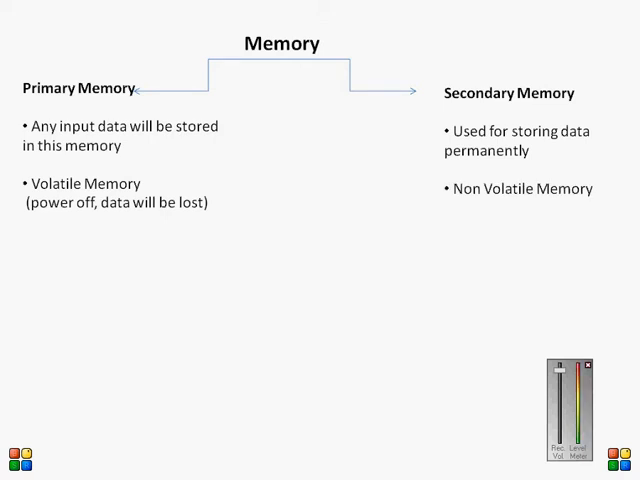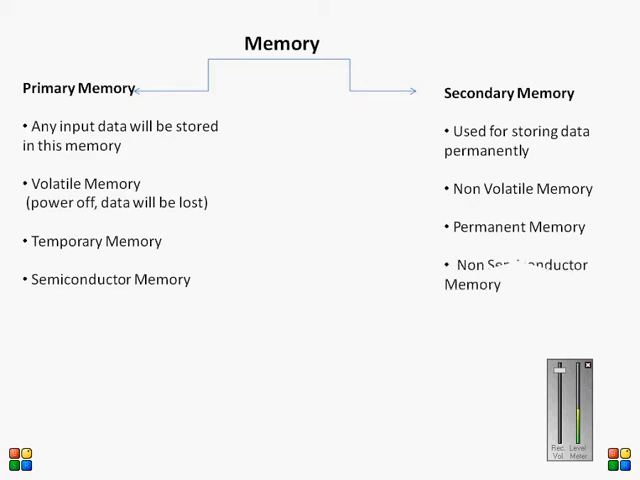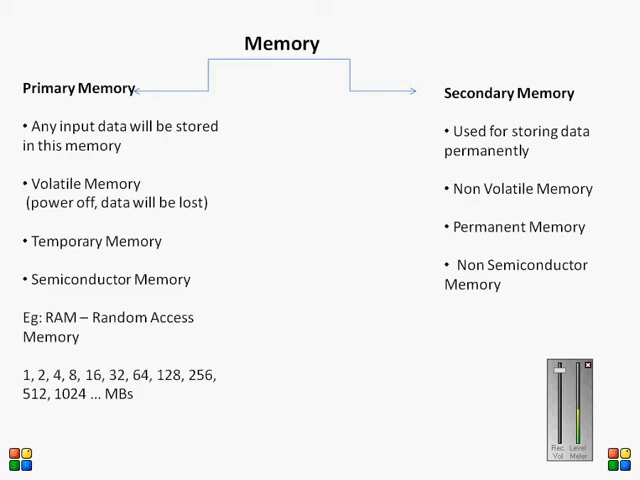However, the secondary memory is non-volatile memory. When I say it is non-volatile, the data will not be lost even when there is a power off. The data will be stored permanently in the memory. Primary memory is also called temporary memory, whereas the secondary memory is called permanent memory. It is a semiconductor memory and it is a non-semiconductor memory.